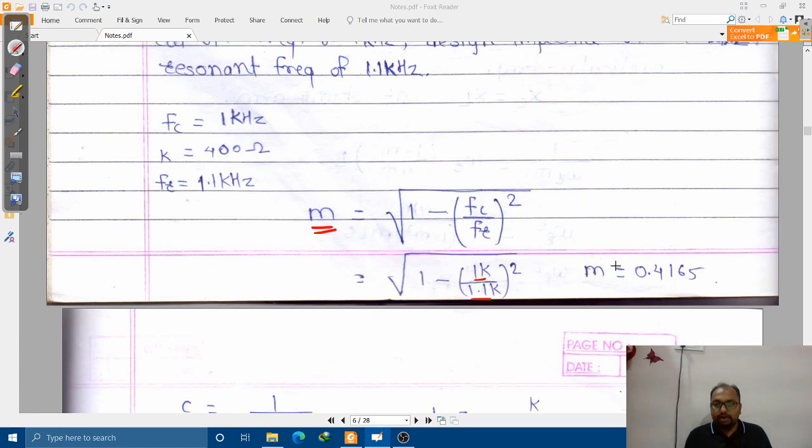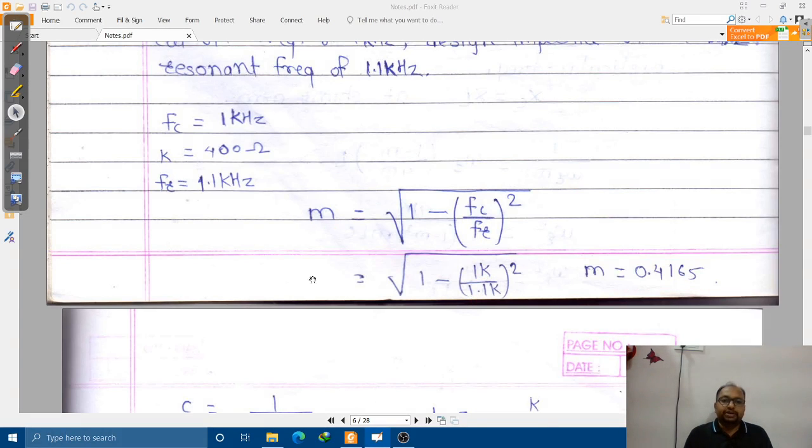Fr is nothing but 1.1 kilohertz. So after calculating that, we have got M as 0.4165. Okay. So this is your modification factor that you are going to multiply for capacitor and inductor in order to find out the new values of inductor and capacitor. Is that fine?